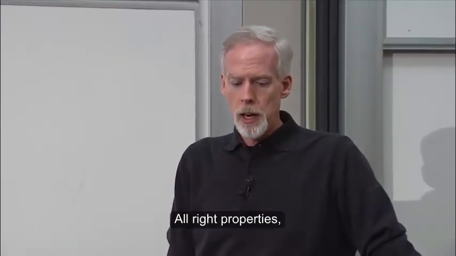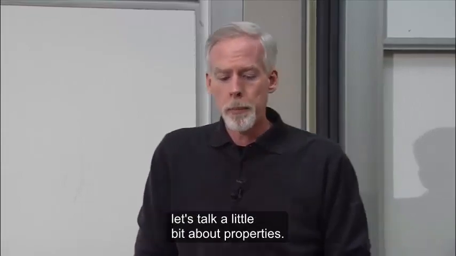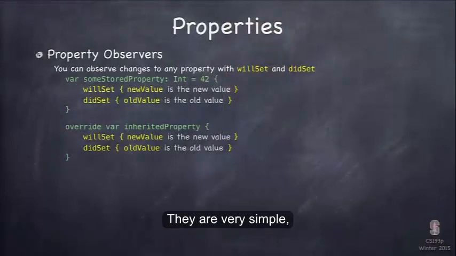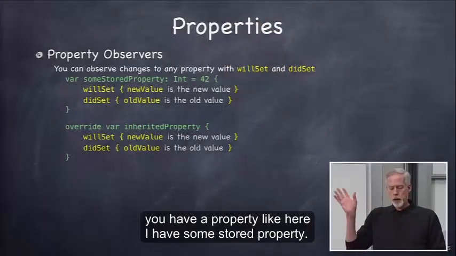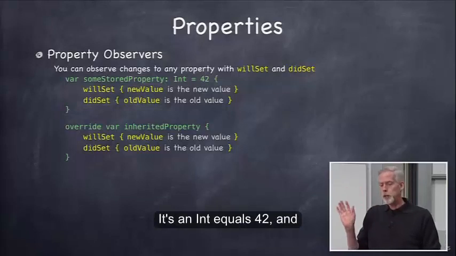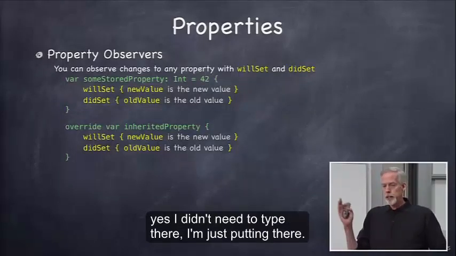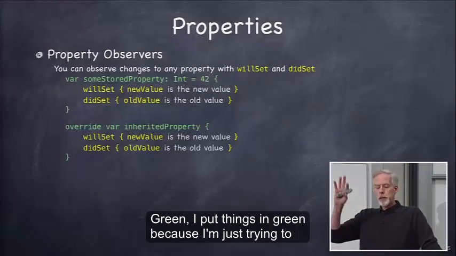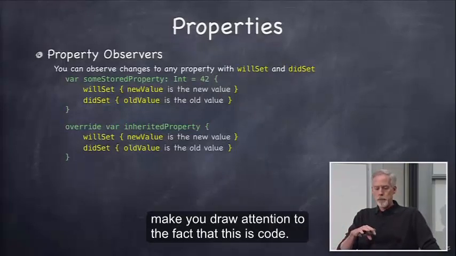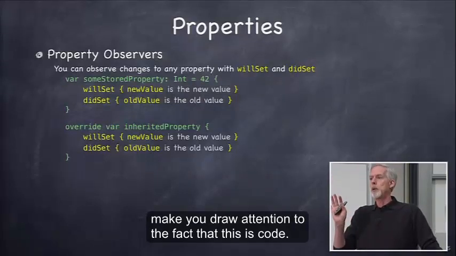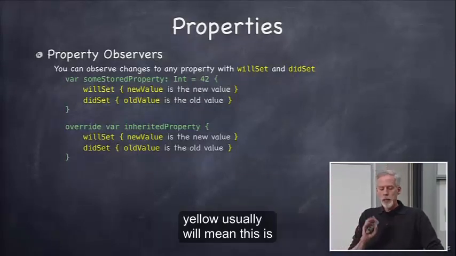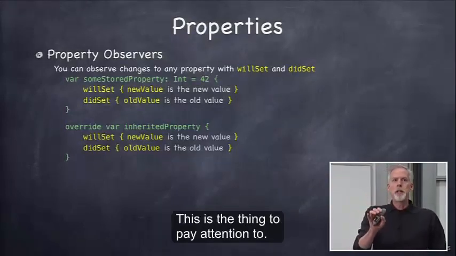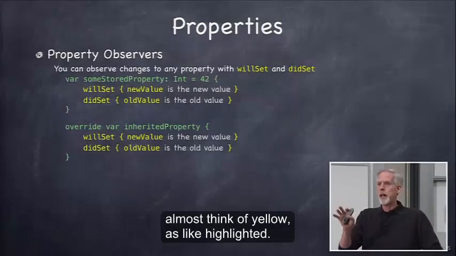Okay. All right. Properties. Let's talk a bit about properties. So property observers are very important, and we're going to use them a lot. They are very simple. You have a property, like here I have some stored property. It's an int equals 42. And yes, I didn't need the type there. I'm just putting it there. Throughout all my slides, by the way, I put things in green just to draw your attention to the fact that this is code. That's all green means. But yellow usually will mean this is the thing I'm talking about right now. You can almost think yellow is like highlighted.